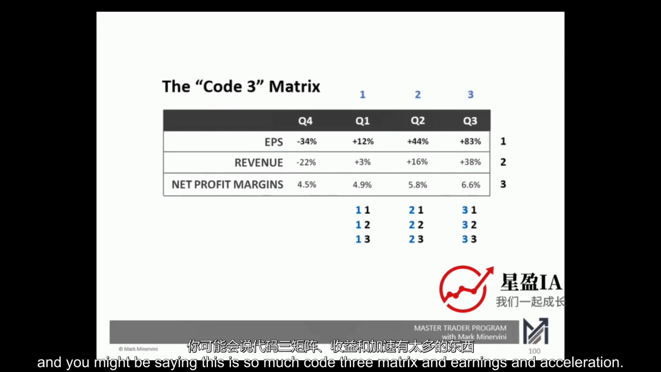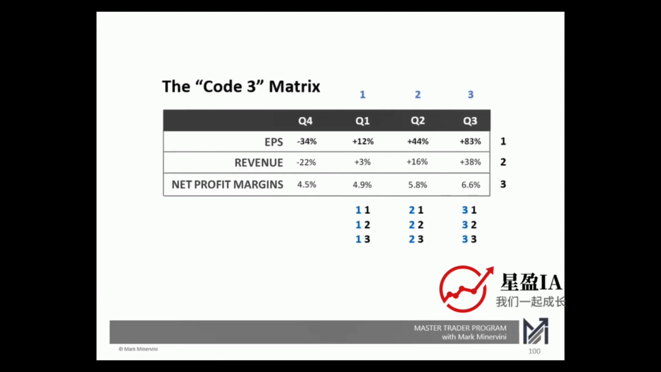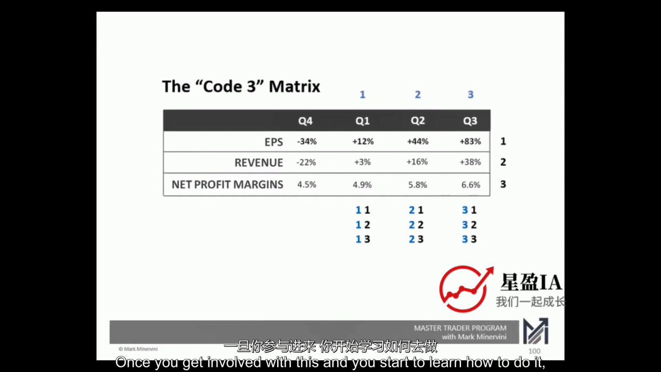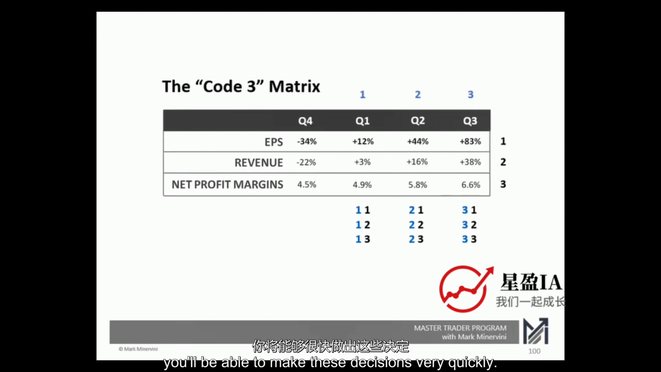And you might be saying, oh my God, this is so much. Code 3 matrix and earnings and acceleration. It's a lot more straightforward than you think, and it's going to be a lot easier than you think. Once you get involved with this and you start to learn how to do it, it's going to be very quick. You'll have all the information right there, and boom, you'll be able to make these decisions very quickly.